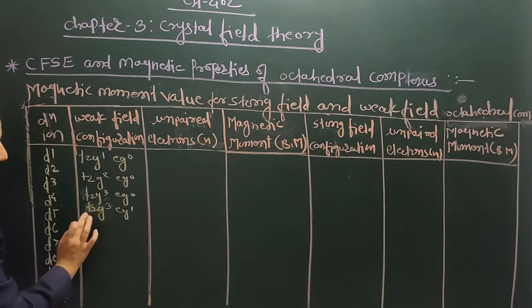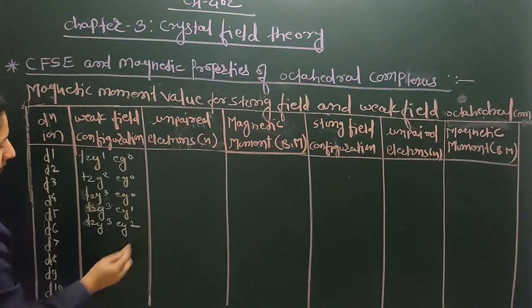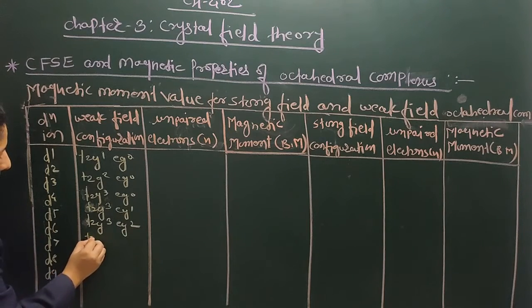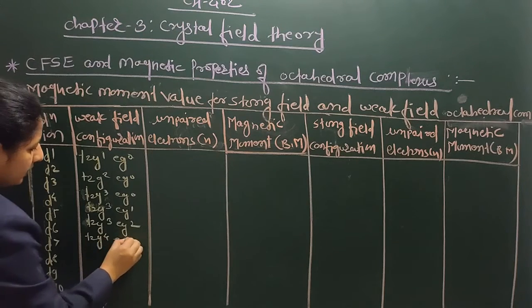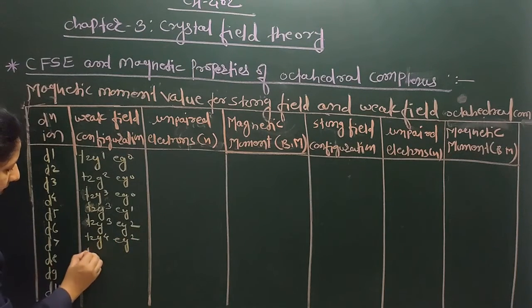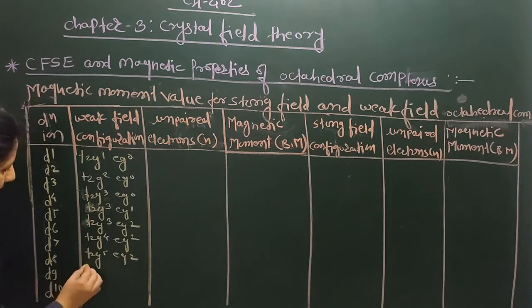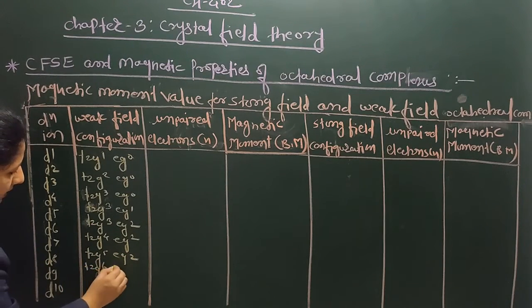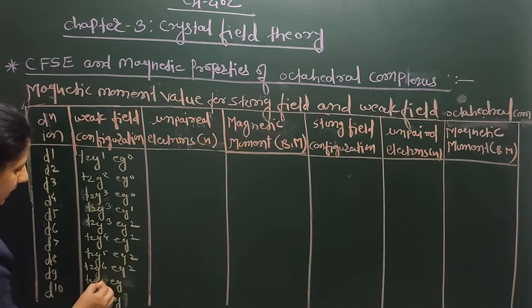For d5 there will be t2g3, eg2. For d6, that is t2g4, eg2. For d7, that is t2g5, eg2. For d8, that is t2g6, eg2. For d9, there will be 6 electrons in t2g and 3 electrons in eg, whereas for d10 there are 6 electrons in t2g and 4 electrons in eg.